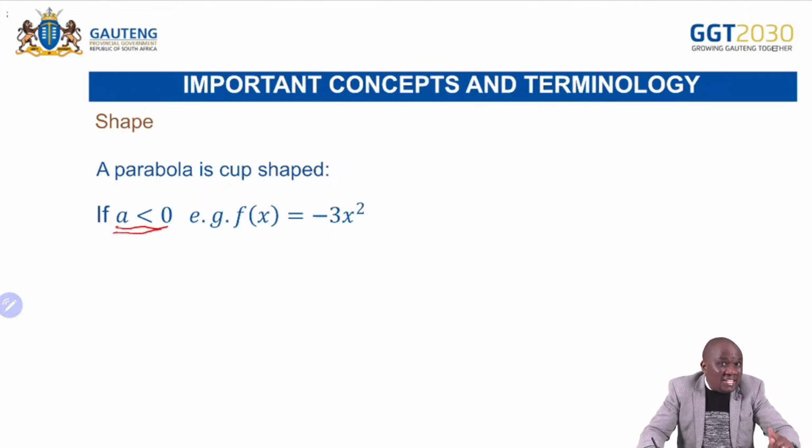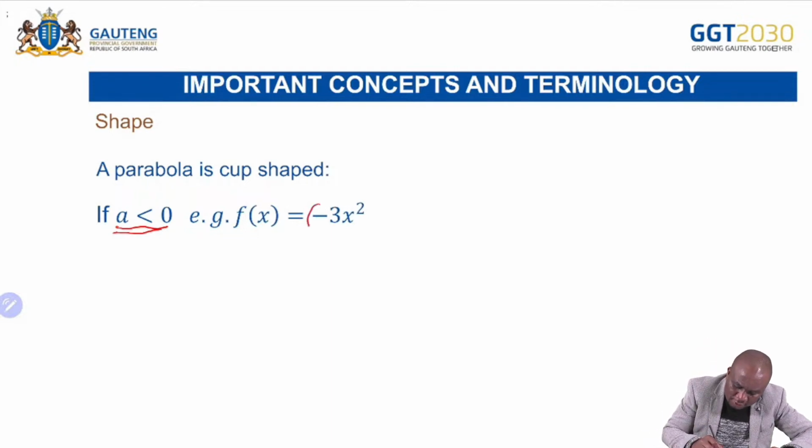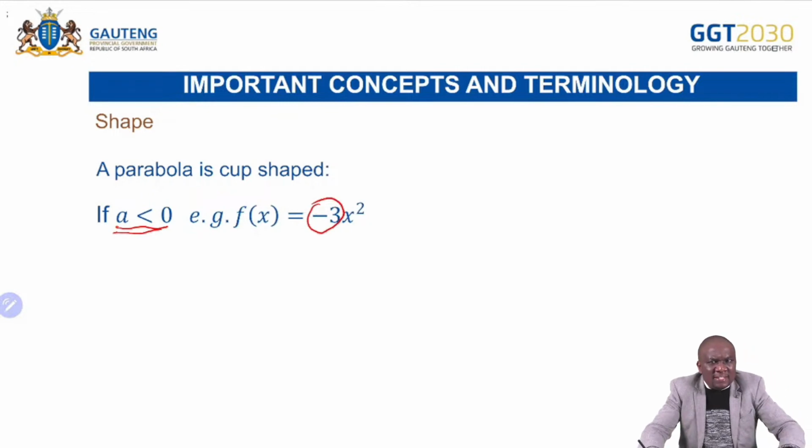When I'm saying a less than 0, what is the meaning of that? It means when a is negative. Less than 0 means negative. Right, like here, the coefficient of x squared is what? Negative 3. Okay, I didn't give you time to write notes.